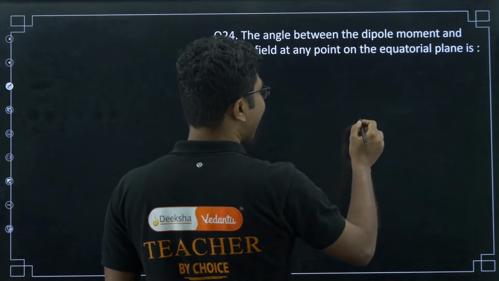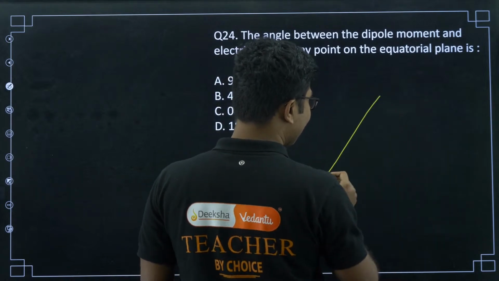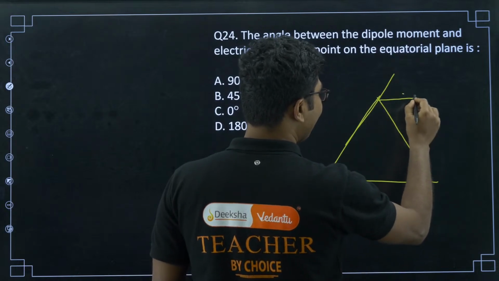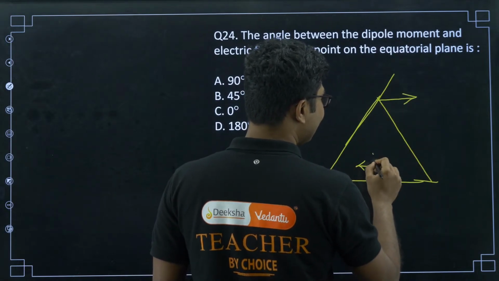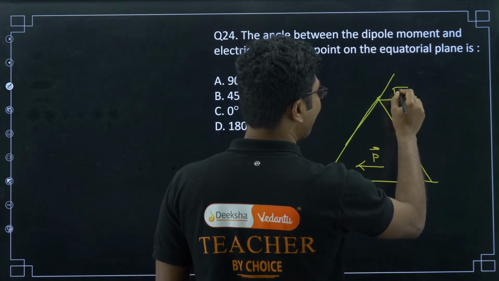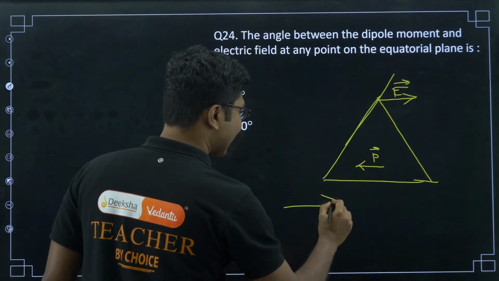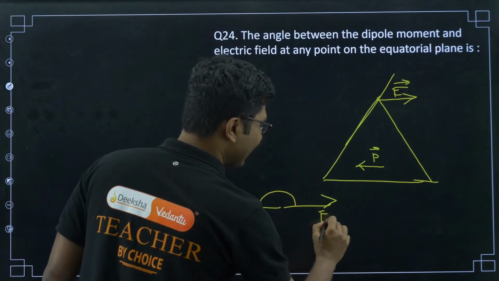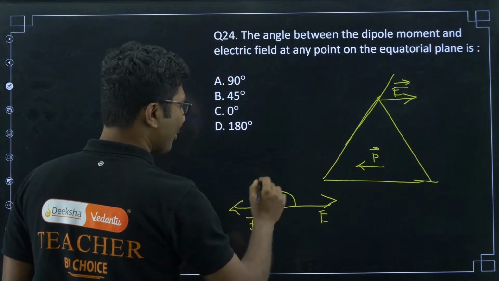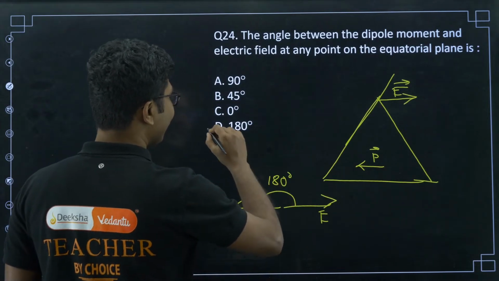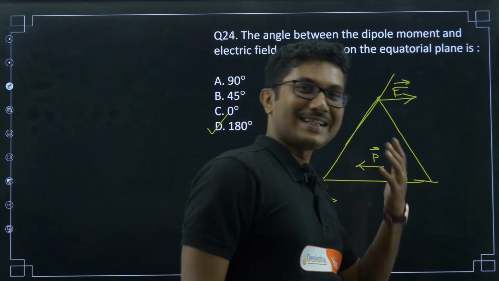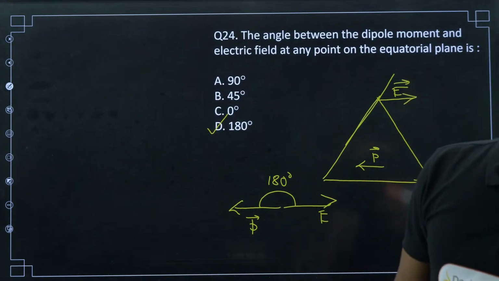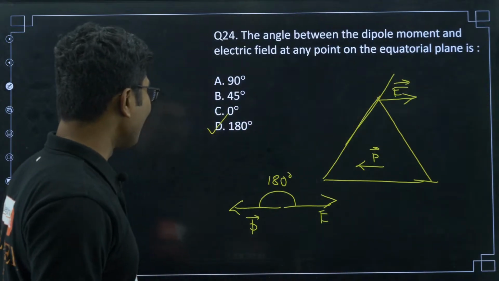So, you have to remember what I just explained: in case of a dipole on the equatorial plane, electric field is in this direction, dipole moment is in this direction. What is the angle between this line and this line? This is electric field, this is dipole moment, the angle is 180 degrees. When everyone is making mistakes, Karnataka figured it out and answered it correctly. Congrats. So, 180 degrees is the answer.